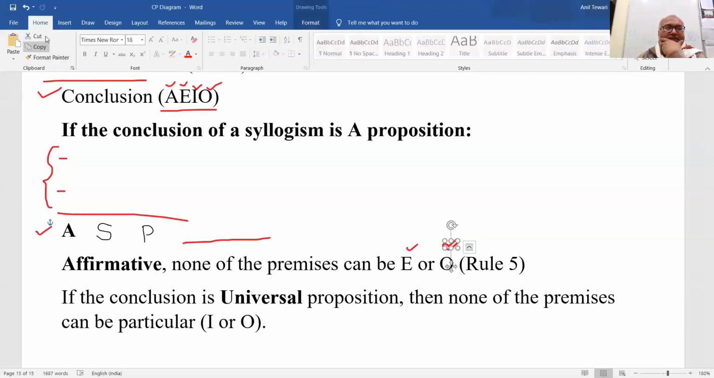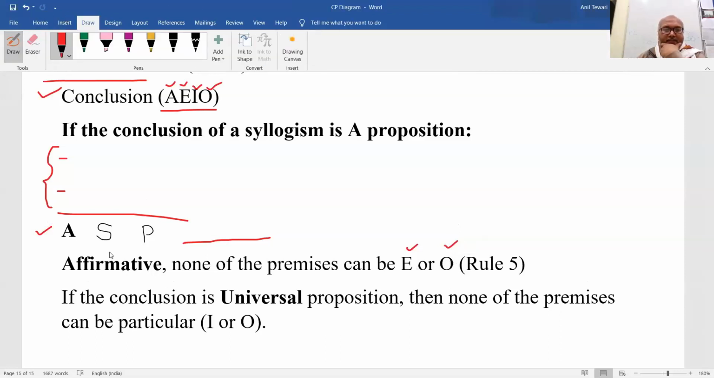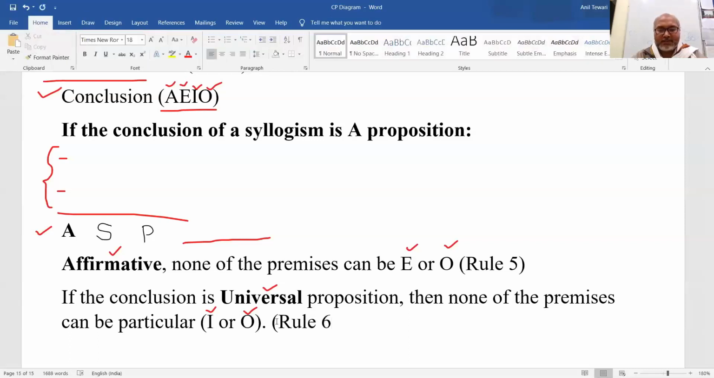Similarly, when you consider the quality, affirmative or negative, ये कहने का सेंस क्या है? क्वालिटी है. यूनिवर्सल पर्टिकुलर कहने का मतलब क्या है? क्वांटिटी है. So when you considered quantity, then you decided that your premise cannot be I or O. As per rule, कौन सा रूल? रूल 6, implication of rule 6. रूल 6 का ये implication है. रूल 6 क्या कहता है? कहता है कि यूनिवर्सल प्रेमिसेस से पर्टिकुलर कंक्लूजन नहीं निकल सकता है.